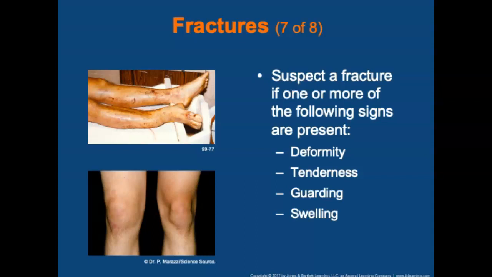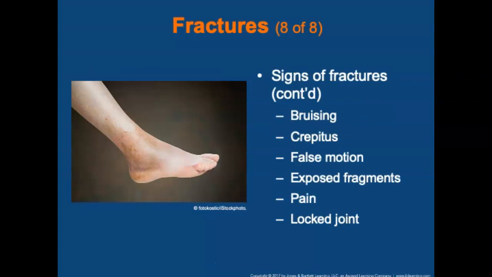Suspect a fracture if there's guarding. An inability to use the extremity is the patient's way of mobilizing it to minimize pain. The muscles around the fracture contract in an attempt to prevent any movement of the broken bone. And is there swelling? Rapid swelling indicates bleeding from the fracture and is typically followed by substantial pain. Is there any bruising? Fractures are almost always associated with ecchymosis of the surrounding soft tissue. Bruising may be present after almost any injury and may take several hours to develop.